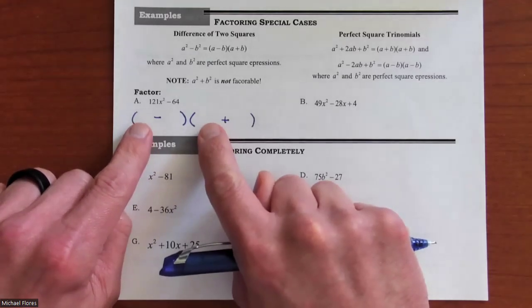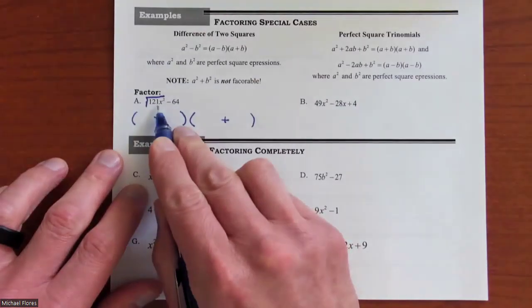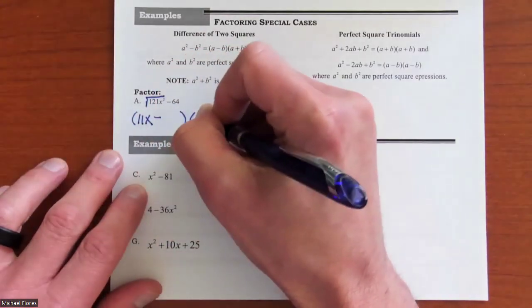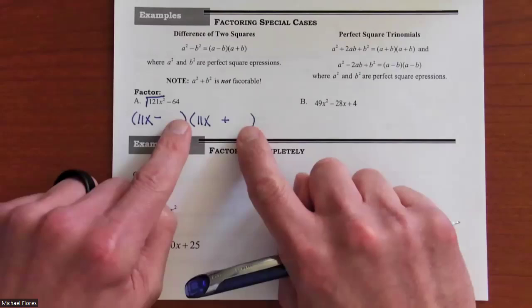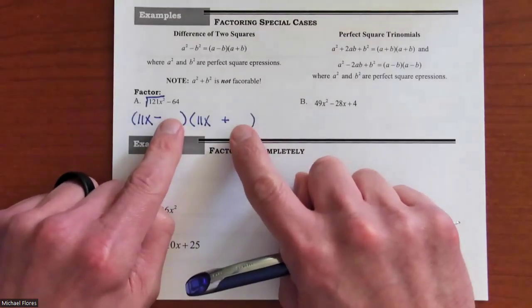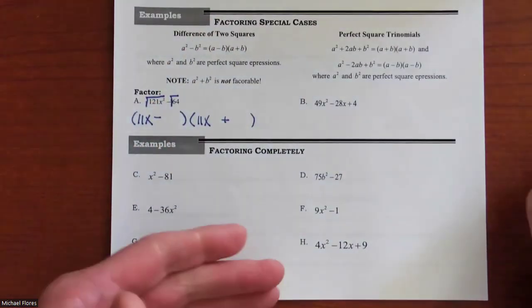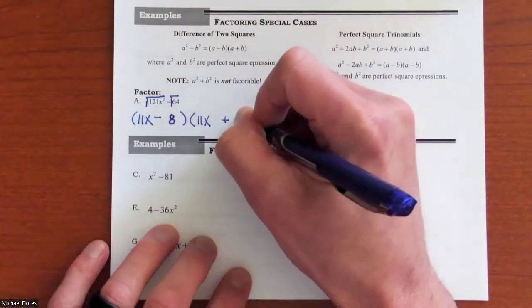And now, in these two spaces right here is going to go the exact same thing. And the way that you find what goes there is you take the square root of the very first term here. The square root of 121 is 11, and the square root of x squared is x. Now to fill in these spaces here, we're going to take the square root of term C, the very last term, and the square root of 64 is 8.